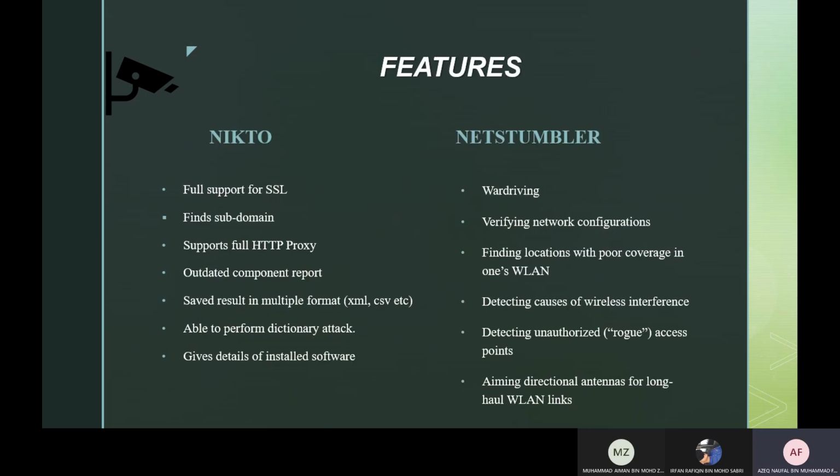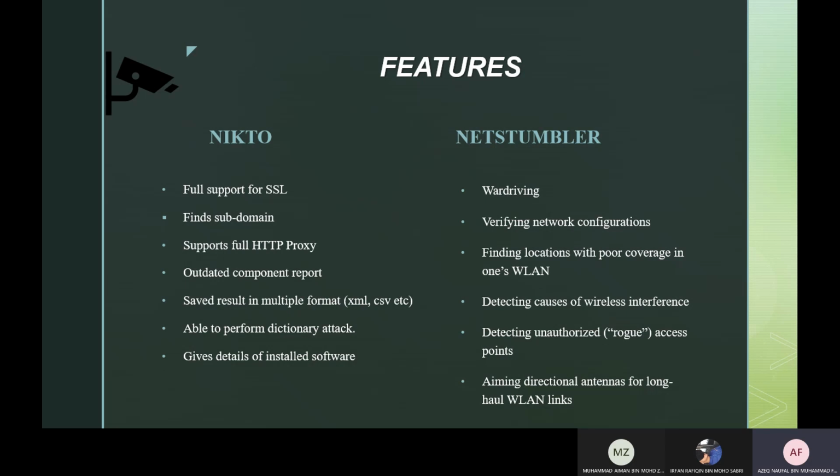Now the features of Nikto and NetStumbler. For Nikto, firstly, full support for SSL, and then it can find subdomains, support full HTTP proxy, produce an outdated component report, then save results in multiple formats. After that, it is able to perform dictionary attacks. Lastly, it gives details of installed software.